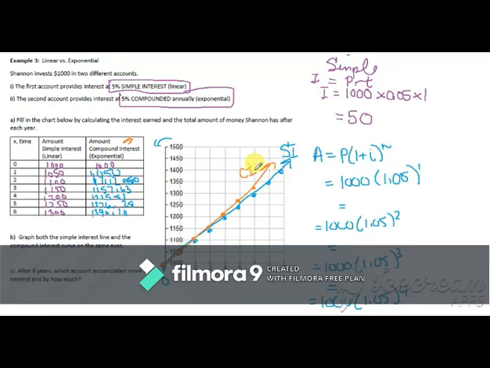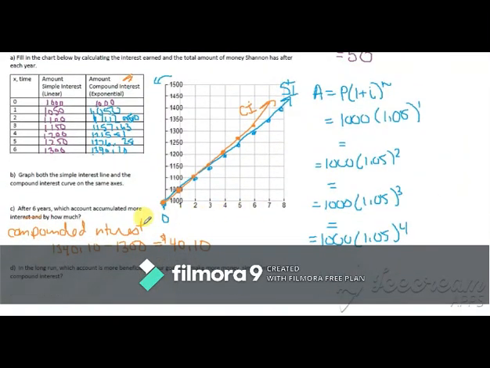Okay, so after 6 years, which account accumulated more interest and by how much? At 6 years, compounded interest. And if we take the two amounts, it wants us to say by how much: 1340.10 minus the 1300 that you would have gotten. So the difference is $40.10.